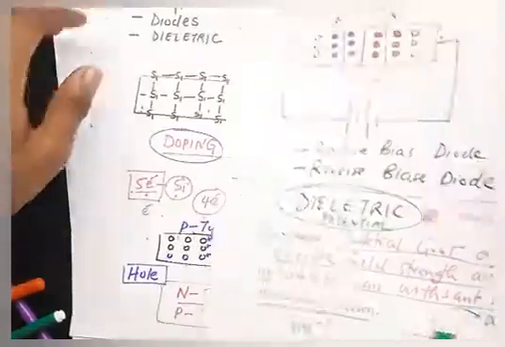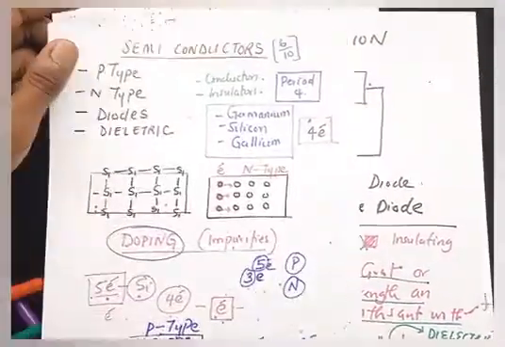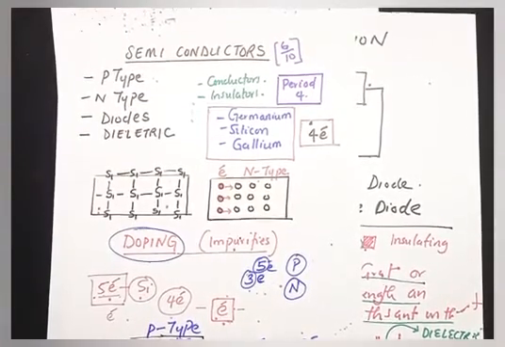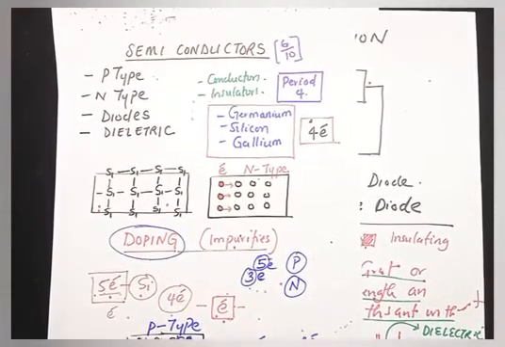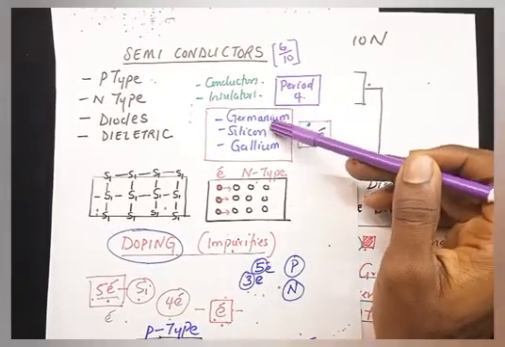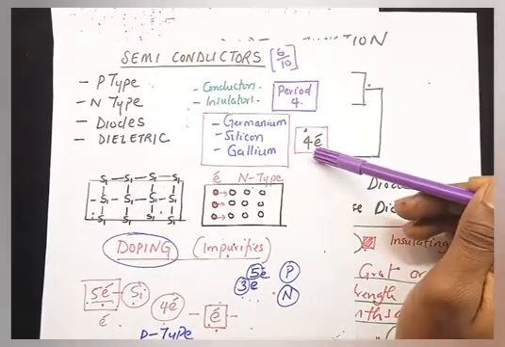So in summary, we looked at semiconductors. We said semiconductors are materials that conduct electricity. Sometimes they act as conductors, other times they act as insulators. We said they are found in period 4 of the periodic table. Examples include germanium, silicon, and gallium. They have 4 electrons in their outermost shell.